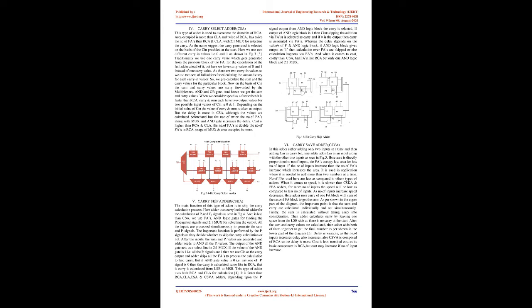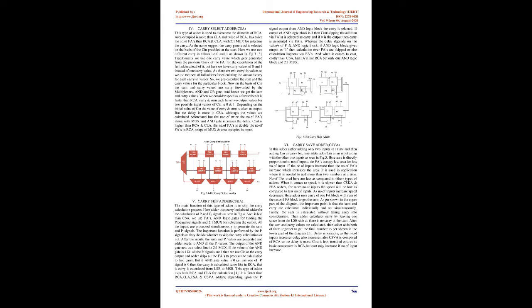Depending on the initial value of CIN, the value of carry and sum is taken at output. But the delay is more in CSA. Although the values are calculated beforehand, the use of twice the number of FAs along with mux and AND gate increases the delay. Cost is higher than RCA and CLA, the number of FAs is double the number of FAs in RCA, with usage of mux, and area occupied is more.